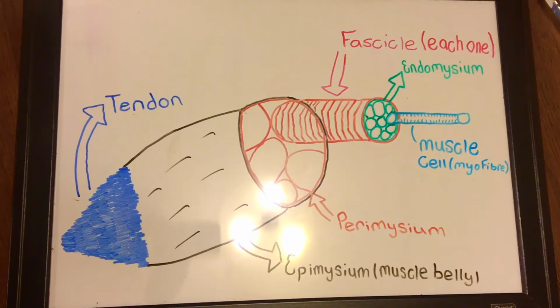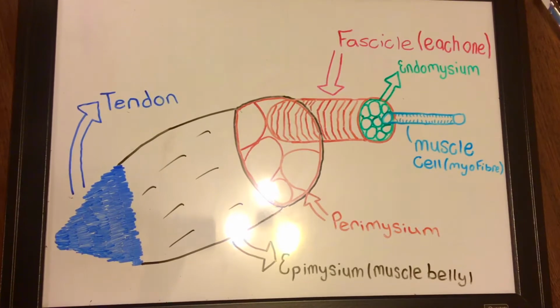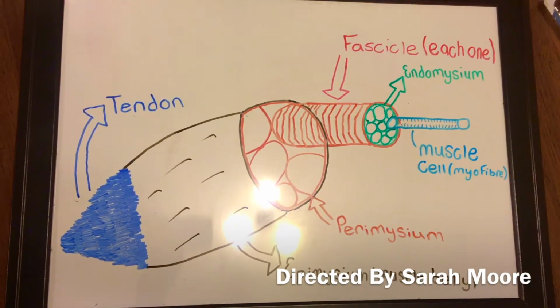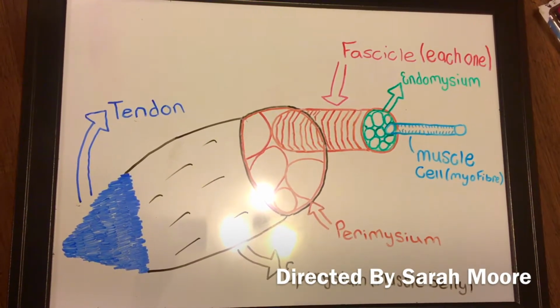The sarcolemma and the sarcoplasmic reticulum surround the fibers. Inside the muscle fibers, there are the thin and thick filaments. The thick filaments are made up of myosin, and the thin are made up of actin.